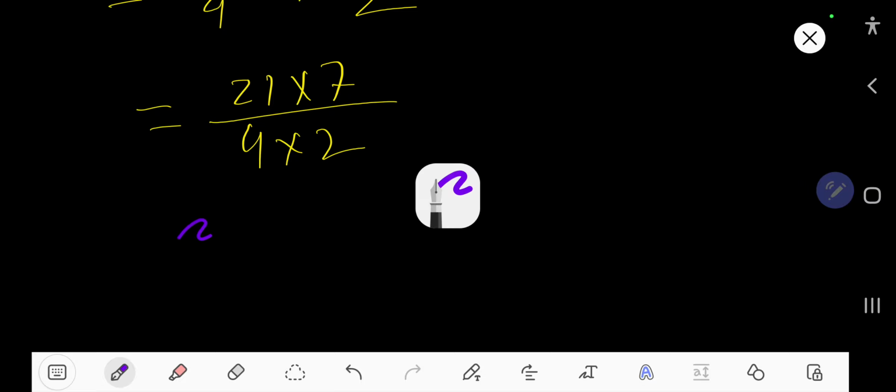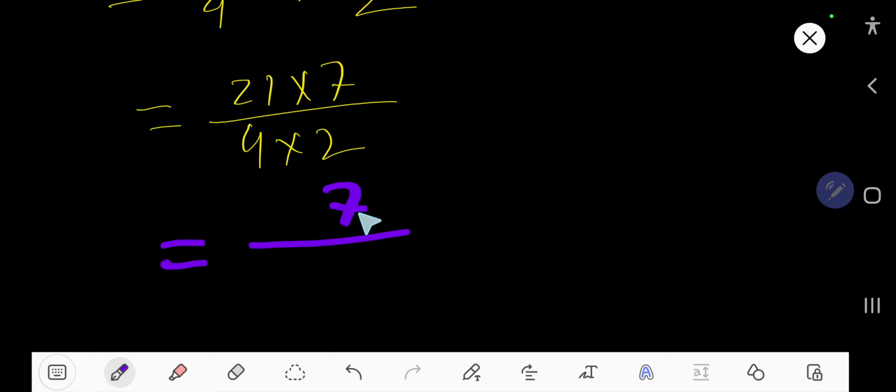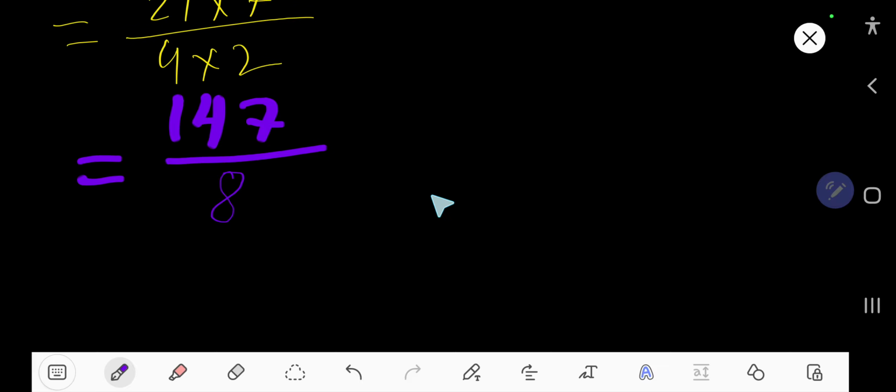Now multiply 21 times 7, that gives us, look, 147. 147 divided by 4 times 2, that is 8. So this is an improper fraction.